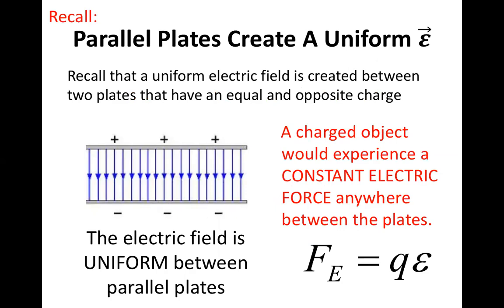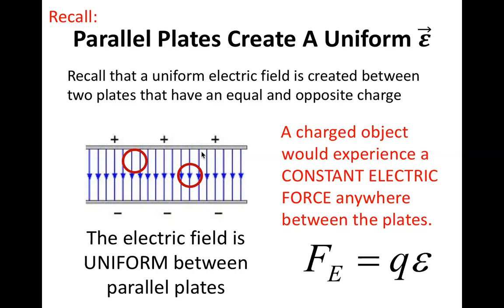So let's just recap some things in previous lessons that will be important for deriving our equation associated with Millikan's oil drop experiment. So recall that if you have two plates with equal and opposite charge, an electric field is created that is uniform. So anywhere in this field, there is a constant electric field strength of epsilon, and the direction is positive from the positive plate to the negative plate. And that's the direction that a positive charge will want to go.